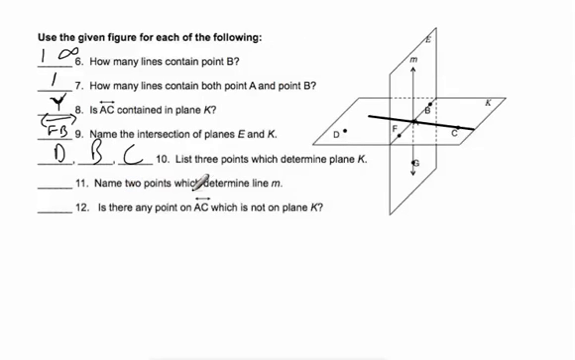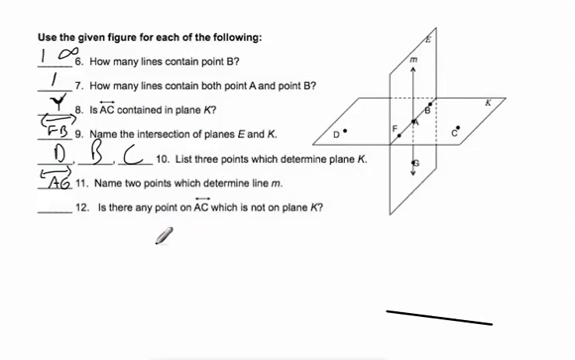Name 2 points which determine line M. So for line M, let me get this line on out of here. Line M, I need 2 points that lie on line M to name it. Points A and G are on line M. I could name this line AG as well.